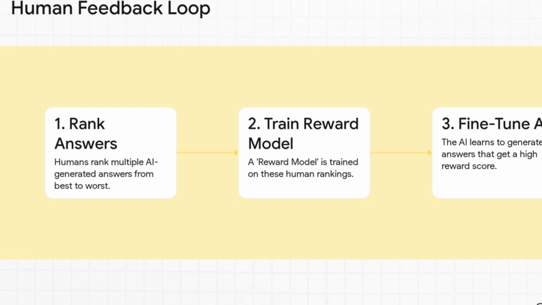Finally, the main AI gets fine-tuned again, but this time its goal is to generate answers that will get a high score from that reward model. It's literally learning to please us based on our direct feedback.